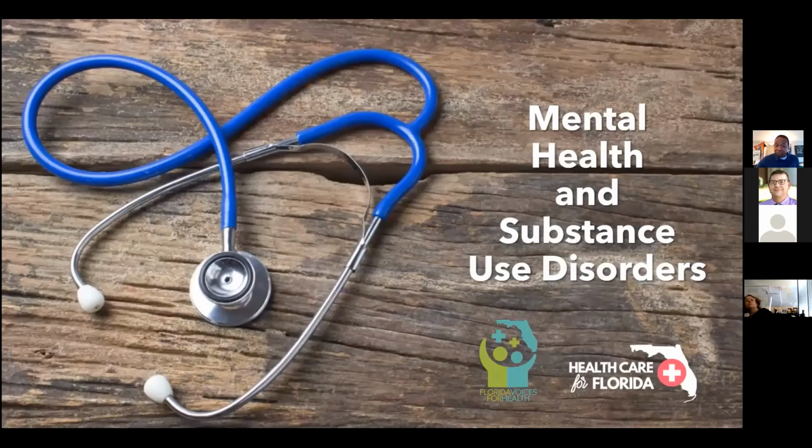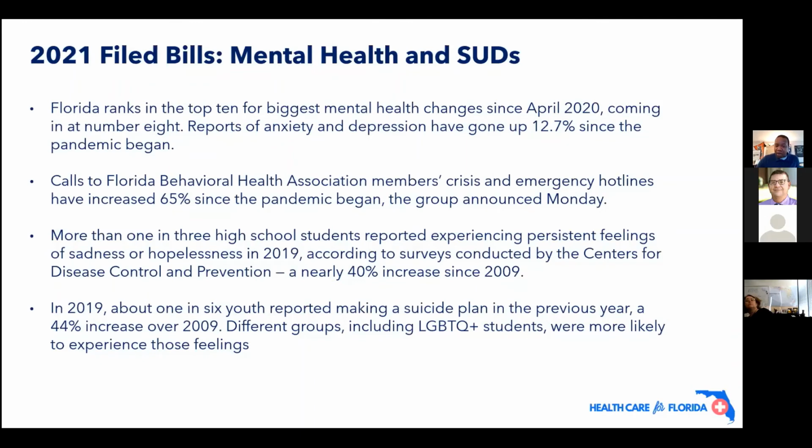Now, it's a hard thing to comprehensively quantify, but you can see other alarming statistics, like a 65% increase in the calls to the Florida Behavioral Health Association. And relevant to some of the bills that we'll see, in 2019, more than a third of high school students reported experiencing feelings of sadness and hopelessness. And that number is way up from a decade before. But again, we're only beginning to understand the impact of 2020.